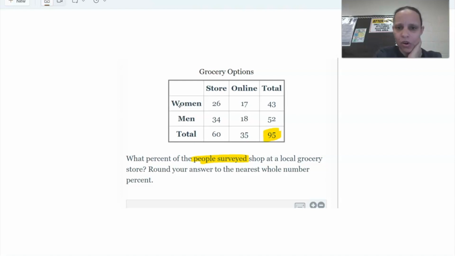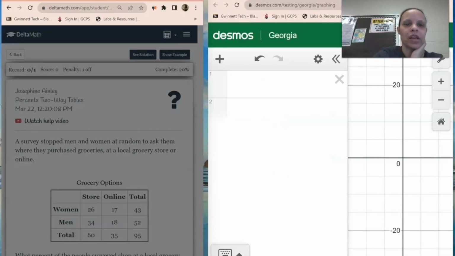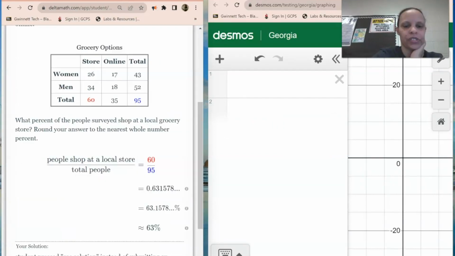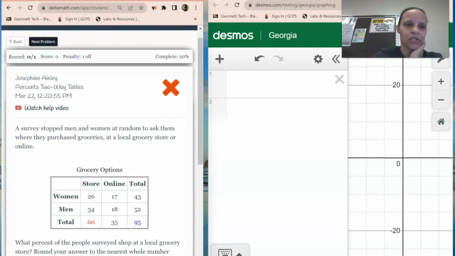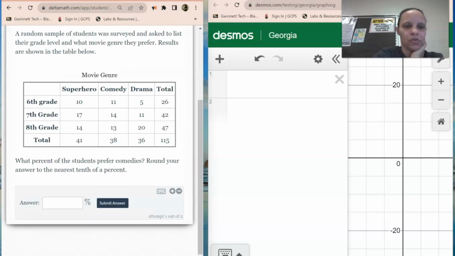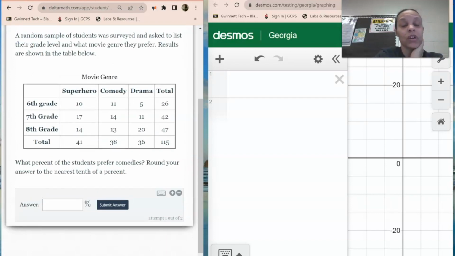So local grocery store. So here's store and online. How many shop at the store? It doesn't matter if they're man or woman, right? So 60 out of 95 times 100. And again, I'm going to do a few of these just to make sure that you understand it. So 60 out of 95 times 100. All right, let me do one more. So again, they give you the totals. If they don't give you the totals, then go ahead and work it out.